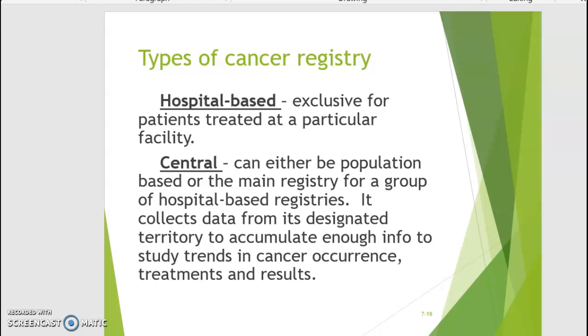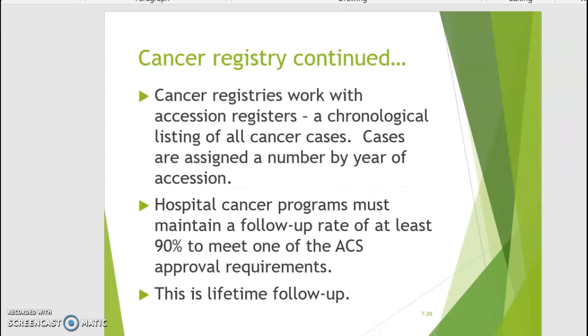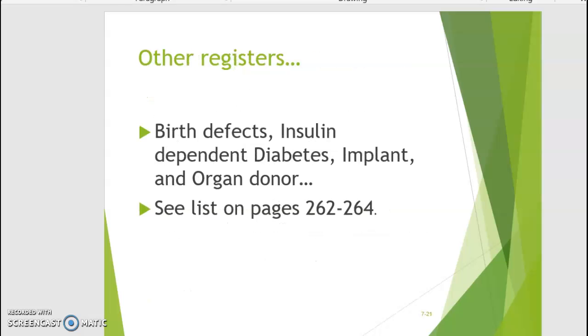You have hospital-based cancer registry, and you have central. Central is going to be by population or geographic. Cancer registries work with accession registries. They are assigned by the number by year that the patient got cancer. And again, this is a lifetime follow-up, and they have to have a 90% follow-up.